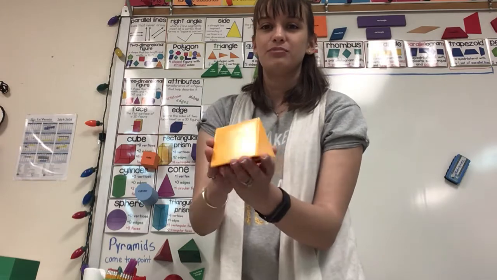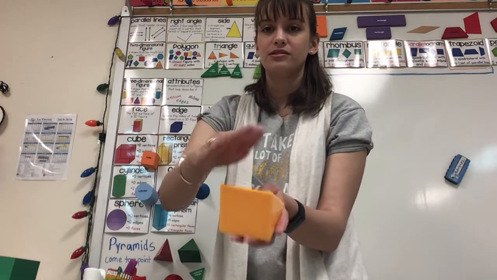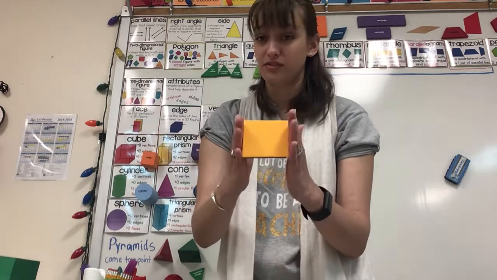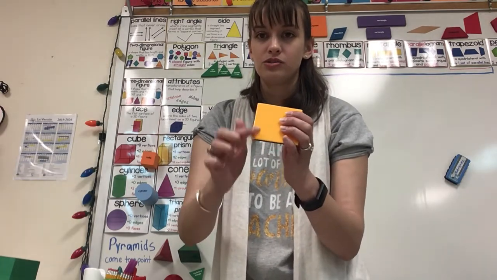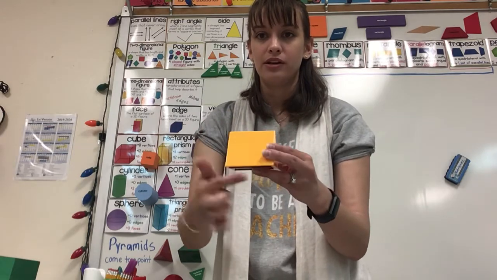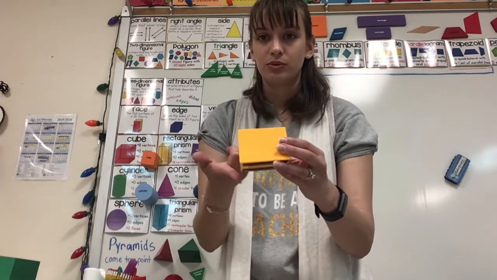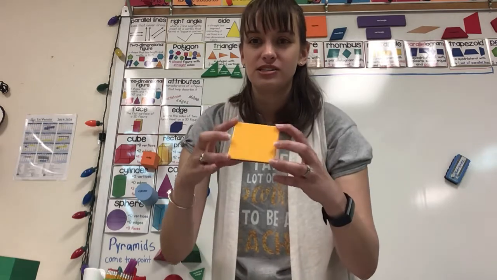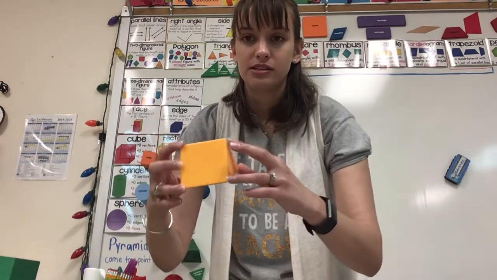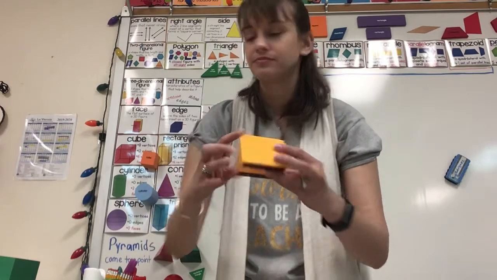So a triangular prism has 1, 2, 3, 4, 5 faces. Think of a tent. 1, 2, 3, 1, 2, 3, and 1, 2, 3. So 9 edges and vertices: 1, 2, 3, 1, 2, 3. 6 vertices.